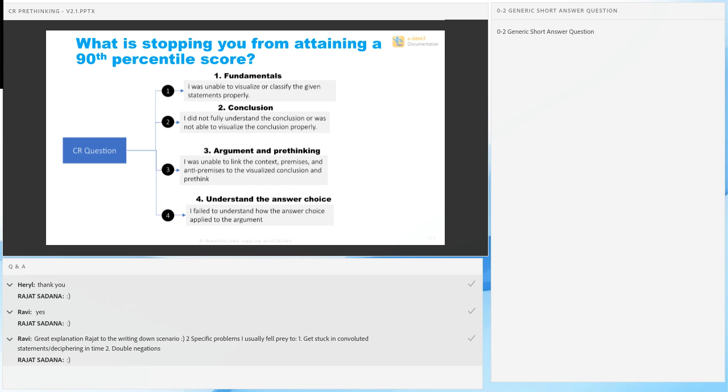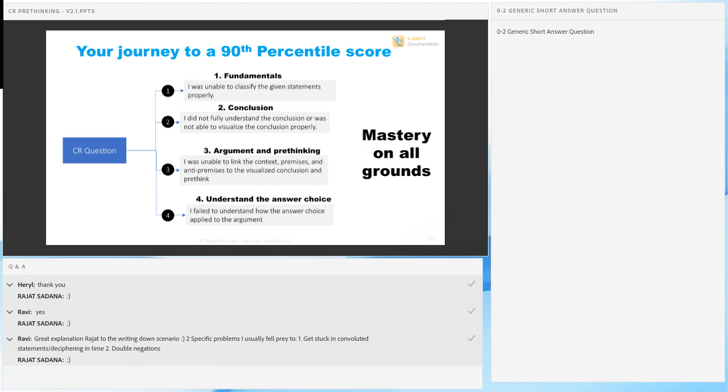If you make a mistake, it's going to be either here or here or here or here. And you have to build all of this in sequence. Understand how to read statements, understand how to visualize the conclusion, understand how to build that logical structure, and do pre-thinking, and then understand how to reject answer choices. It's really important you do it in this particular sequence overall. And if you achieve mastery on all grounds, there's no reason you would make a mistake on any CR question.